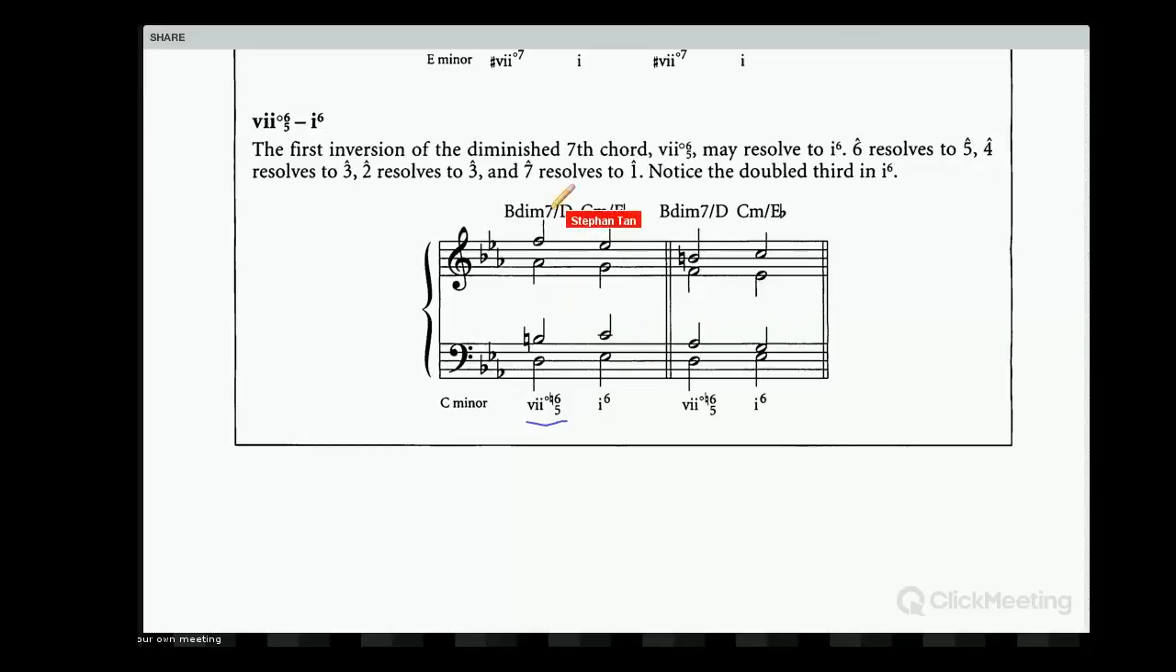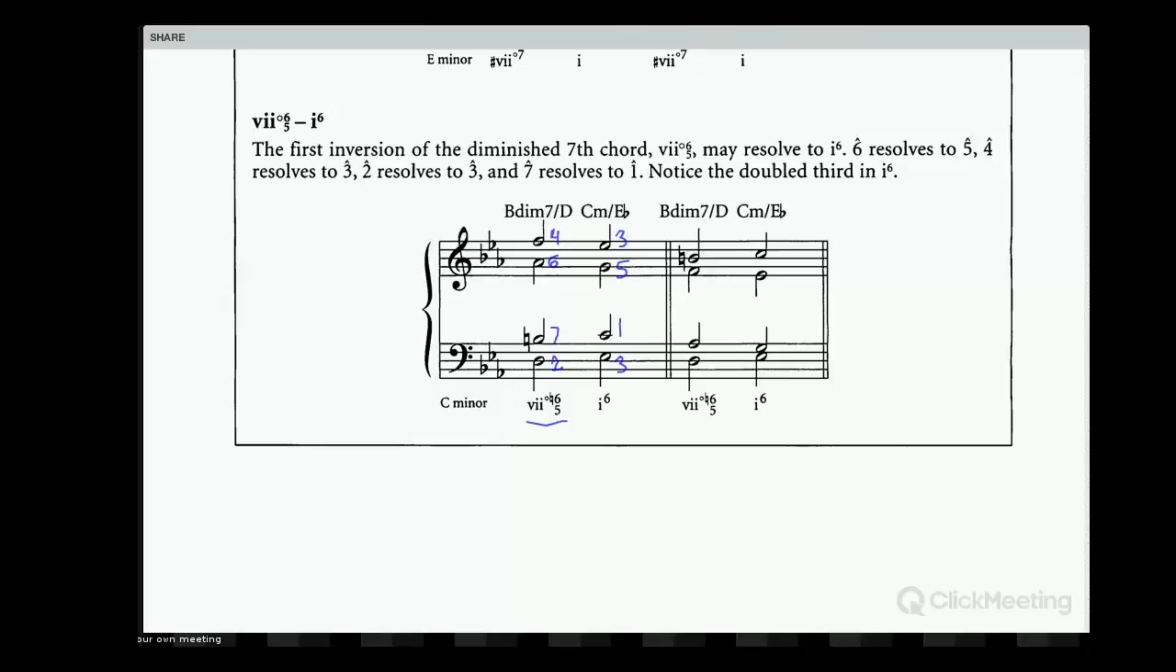All right. In C minor, F is the fourth degree, so 4. A is the sixth degree, so I'll put 6 here. B is the seventh degree, and D is the second degree. So notice 2 moves to 3, 7 moves to 1, 6 moves to 5, and 4 moves to 3, just like we did before. Now, because 2 is in the bass and 2 is moving to 3, what we have is a diminished seventh chord in first inversion moving to a first inversion tonic chord.